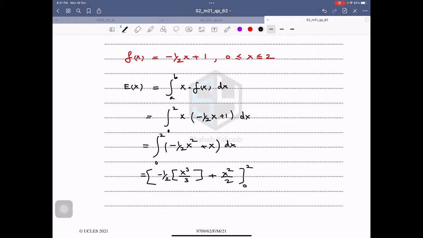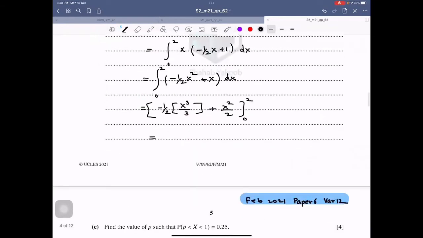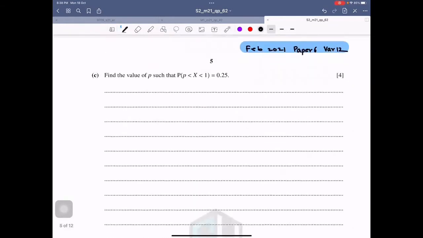And we use a calculator and simplify it, and we will find the value of the expectation of x. So that was pretty straightforward. Let's move to the third part. Find the value of p such that the probability of x between 1 and p equals 0.25. Therefore, your lower limit is 1, your upper limit is p, your equation is minus half x plus 1 dx, and this equals 0.25.